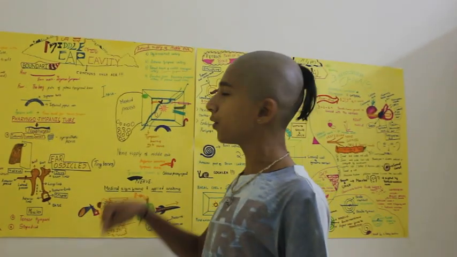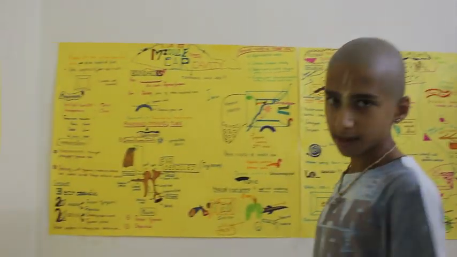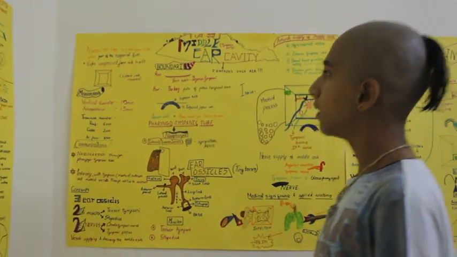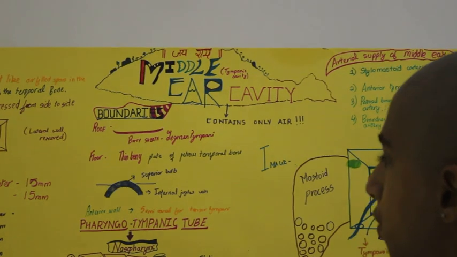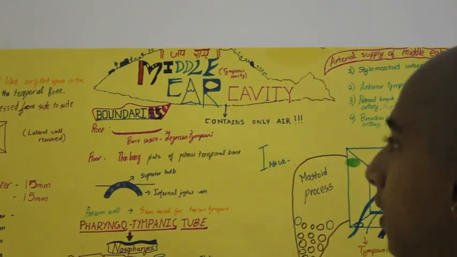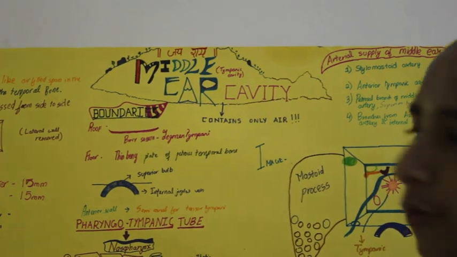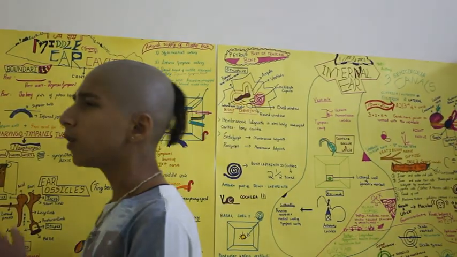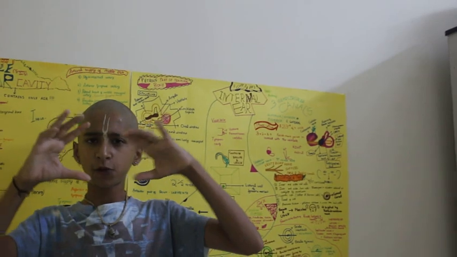Today, in the video we're going to do now, that is the middle ear cavity. We shall see the information regarding it, and this is a very complex part of the ear, and this is a more detailed video than the previous one. So it is basically a cuboidal type of shape.